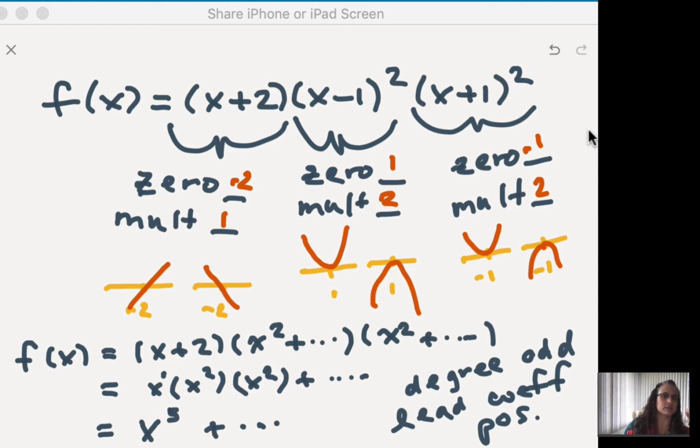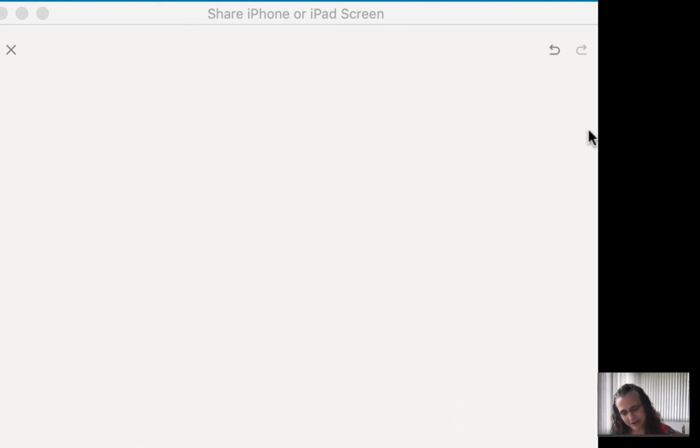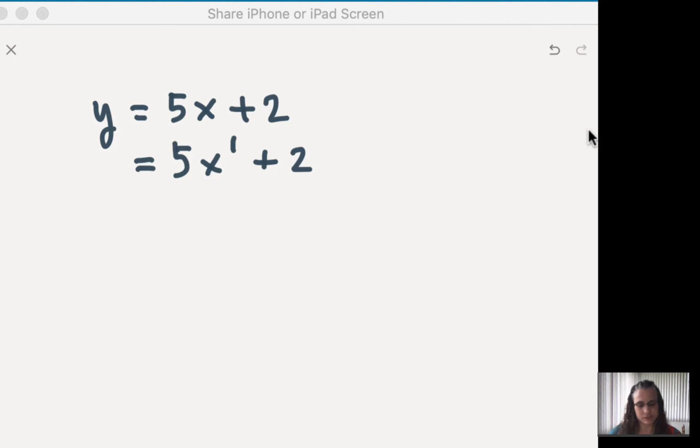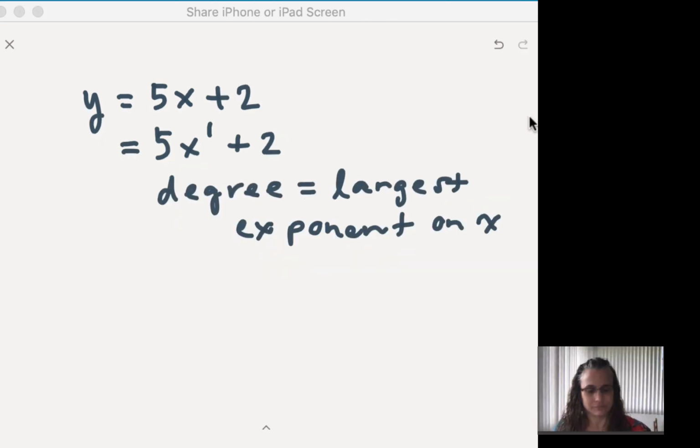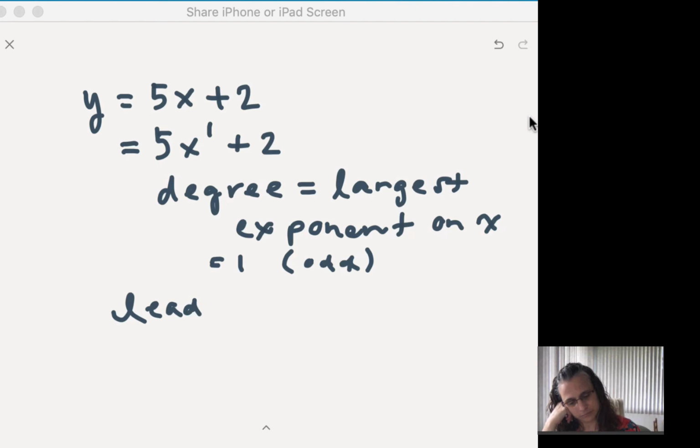What's the leading coefficient called? It has a special name if it's a straight line. For a linear function, the leading coefficient is the slope. If I have y equals 5x plus 2, what is the degree? Your degree is your largest exponent on x. What's the largest exponent on x? 1. So what's the degree? 1, which is odd. And what is the leading coefficient? 5. And that was positive.